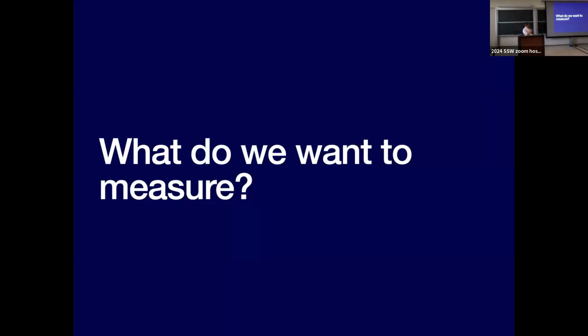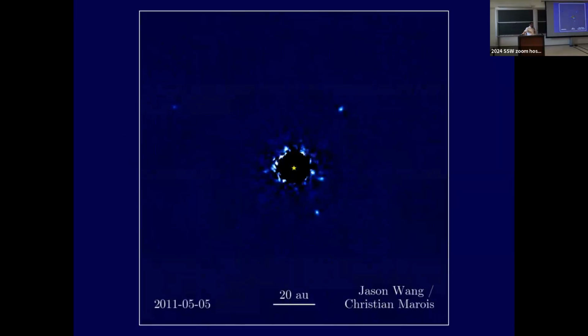So I thought I should start with quite a basic question of what do we actually want to measure in our images? So we can produce these really beautiful images of exoplanetary systems, such as this animation of the 8799 system with the planets orbiting the host star. But what specifically do we want to measure?